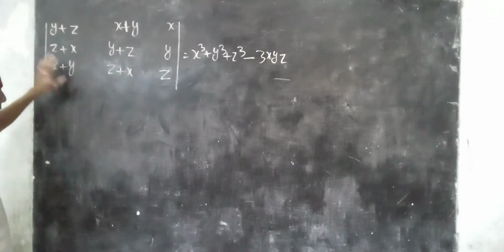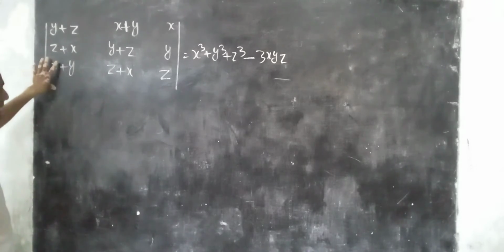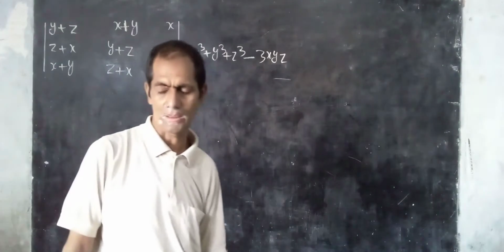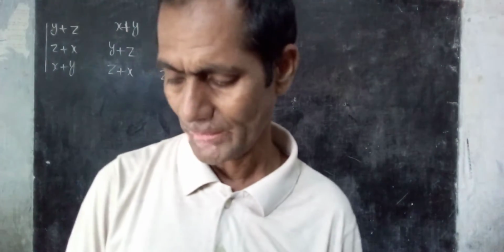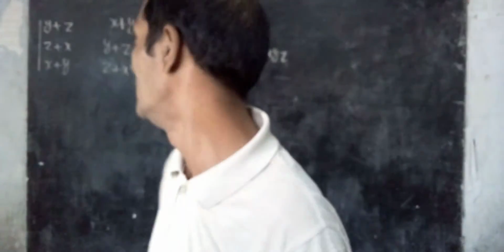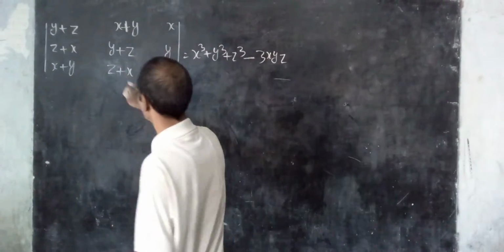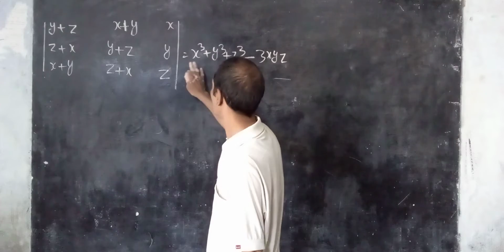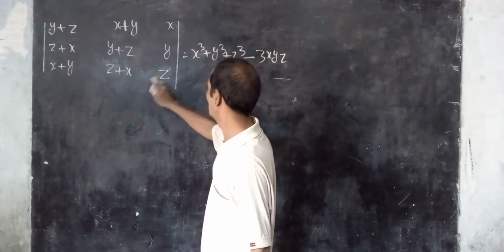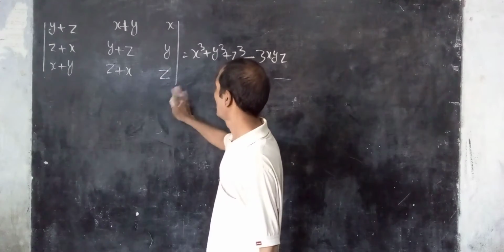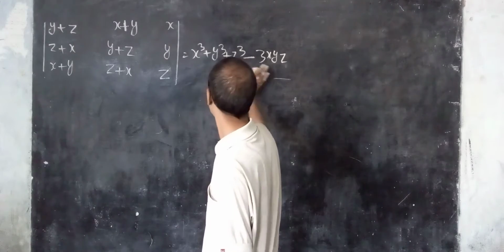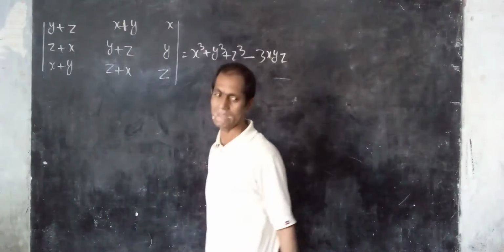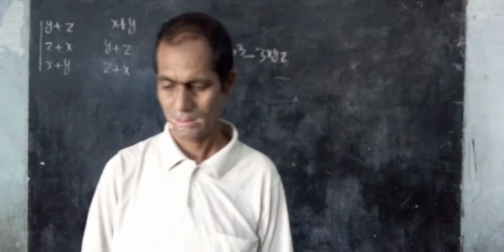You have to prove the value of the determinant equal to this by using properties of determinant. How do you prove this is equal to this? So the value of the determinant is this. You can prove it by expanding the determinant.